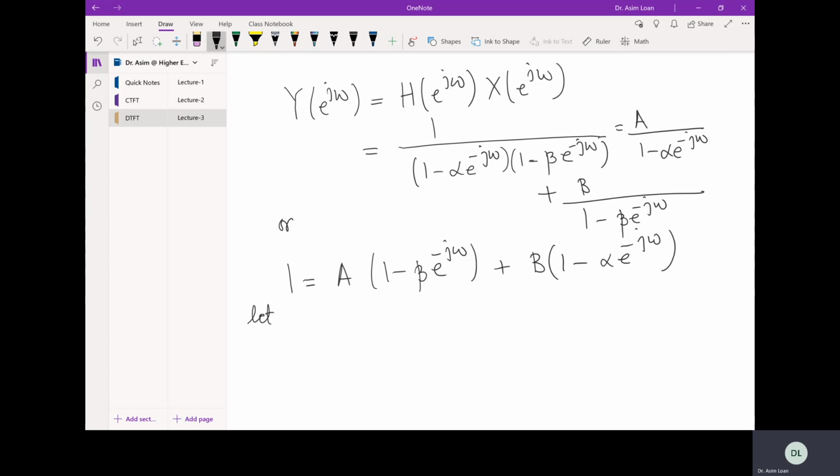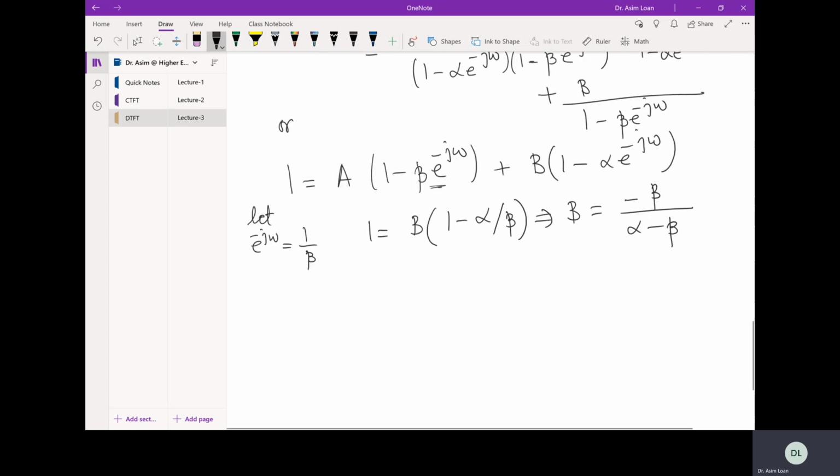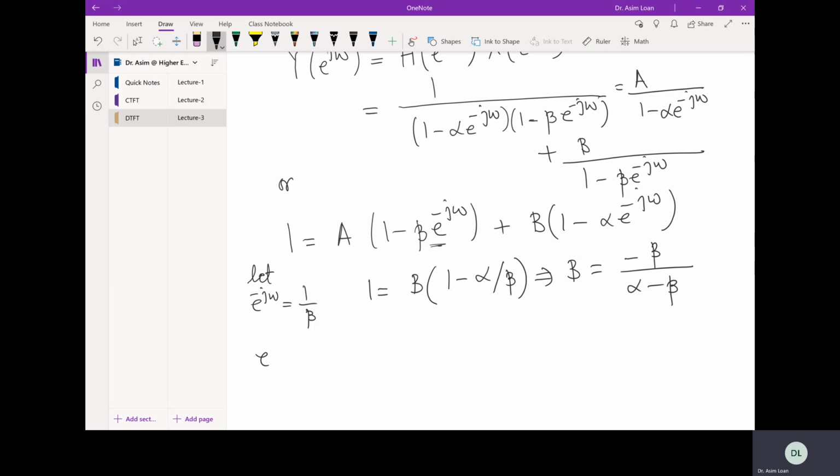Let e^{−jω} equal 1 over β. So 1 is equal to, when I put 1 over β over here, this will be 1 minus 1, so this is equal to 0, so 1 is equal to B times (1 minus α over β). This implies B is equal to minus β over α minus β. And if e^{−jω} is equal to 1 over α, 1 is equal to A. So when I put α over here, this is 1, so 1 minus 1 is 0. So A times (1 minus β over α).